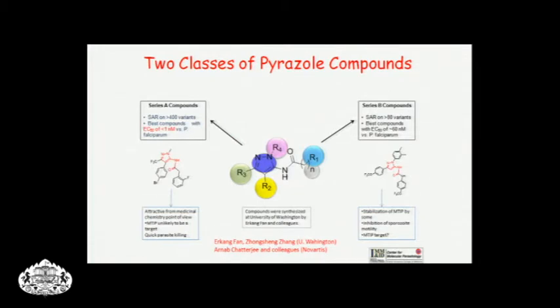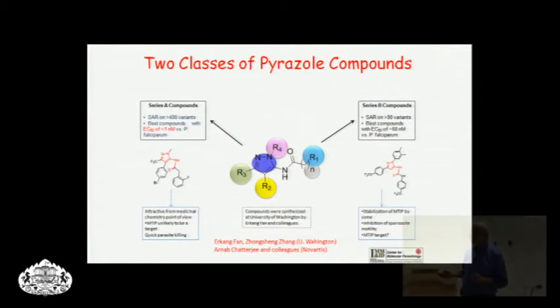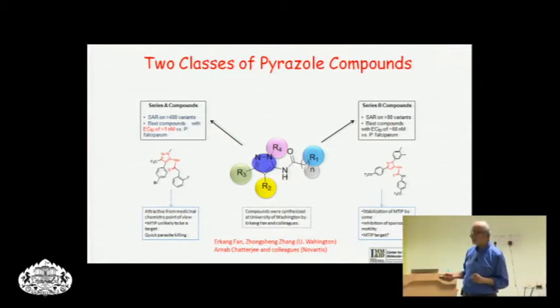All of them had a pyrazole moiety, but they came in different series. There's a series A compound and a series B compound. This is a series B compound, and it's a pyrazole urea. This is a pyrazolamide. This is a pyrazole urea, with two nitrogens over here. And that was the one that distinguished the two molecules.